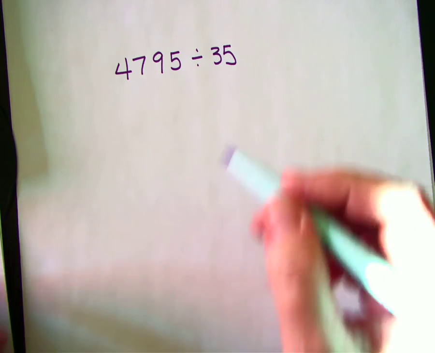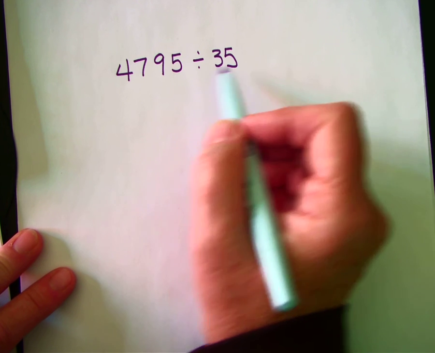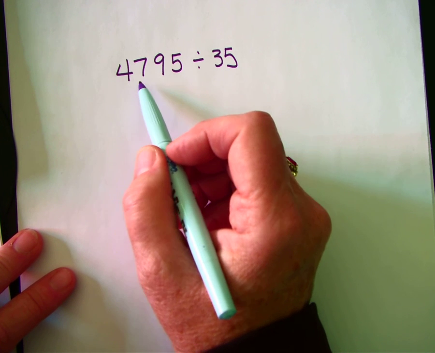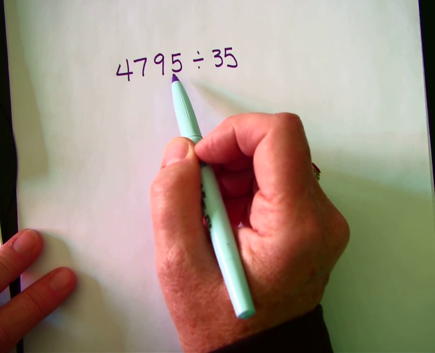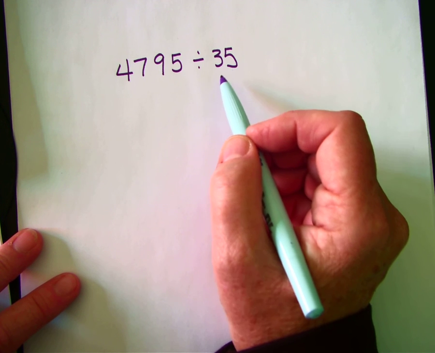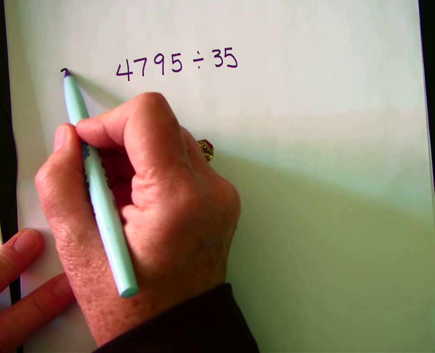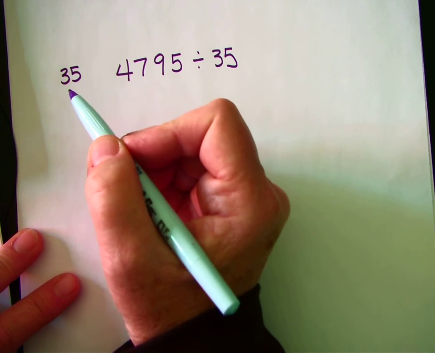Alright, when we're dividing, what we're trying to figure out is how many groups of 35 we can get out of 4,795. Or, if we divide and put 35 in a group, how many groups do we get? So, first thing we want to do is make a multiple tower of our 35s.